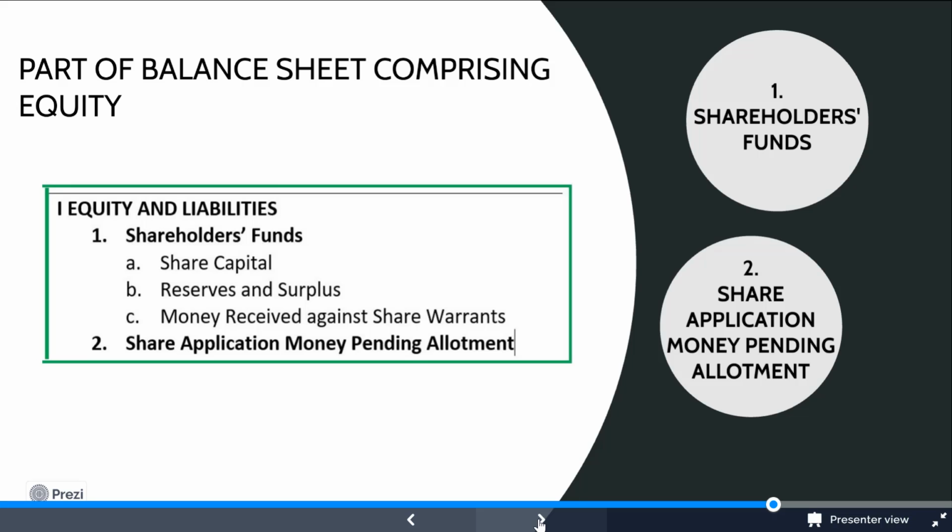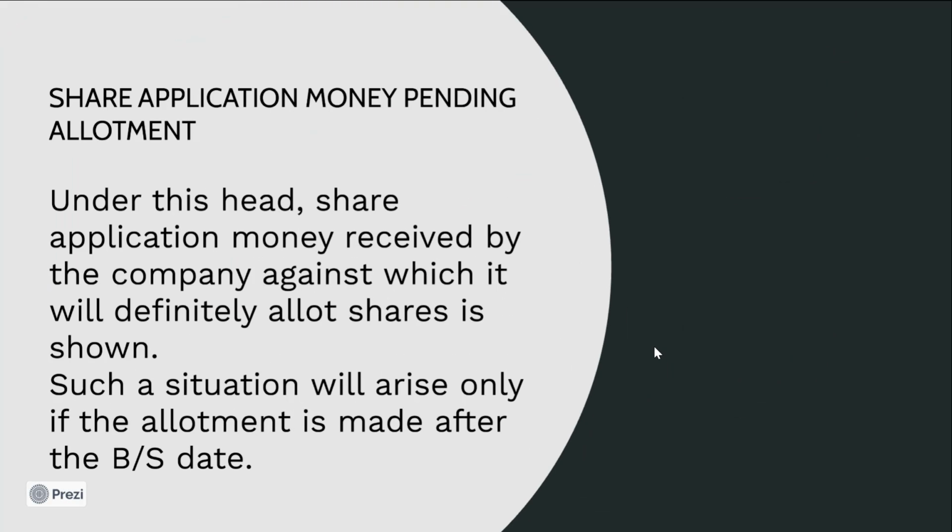The second part, share application money pending allotment. Under this head, the share application money which is received by the company against which the company will definitely allot the shares is shown. Now, this situation will arise only if the allotment of shares is made after the date of the balance sheet.